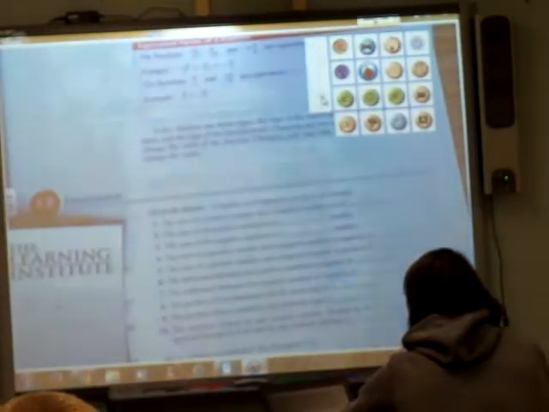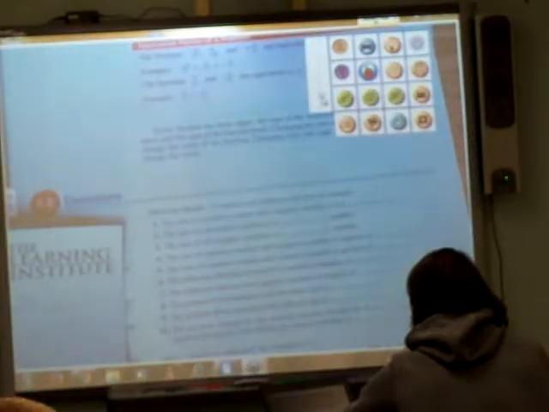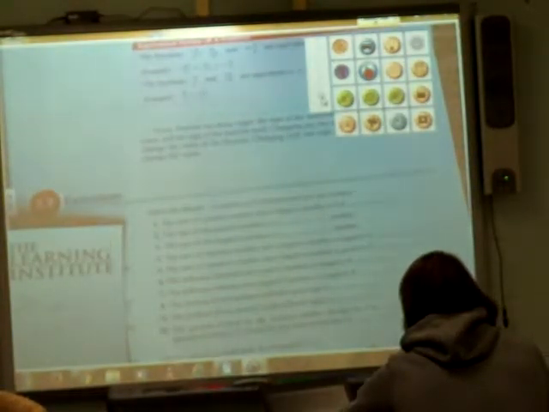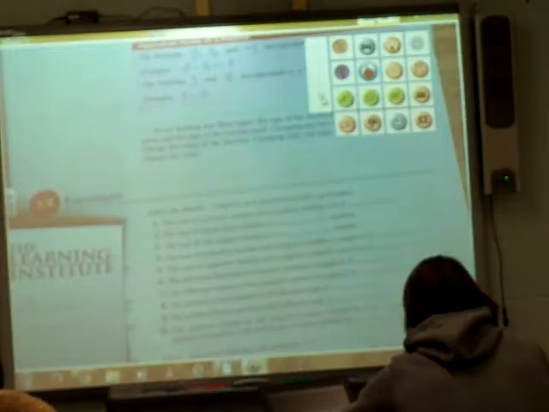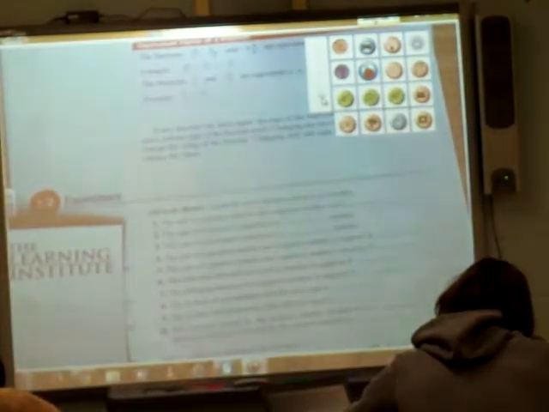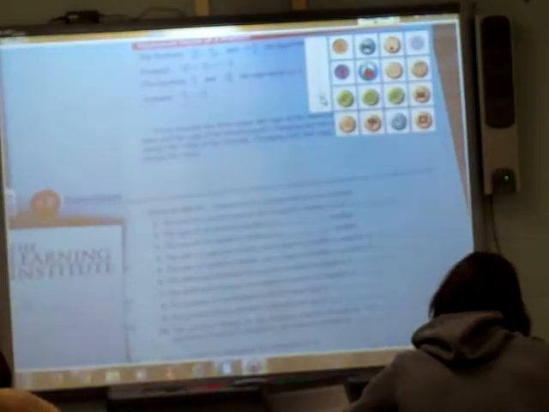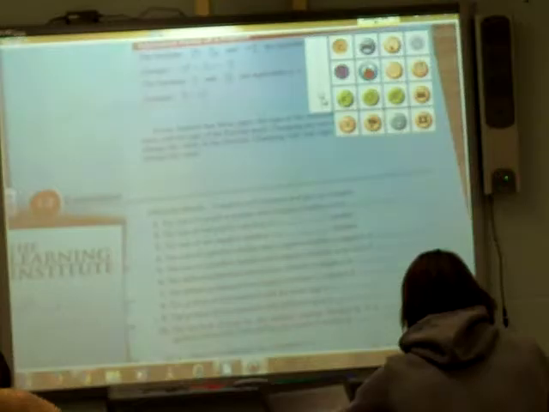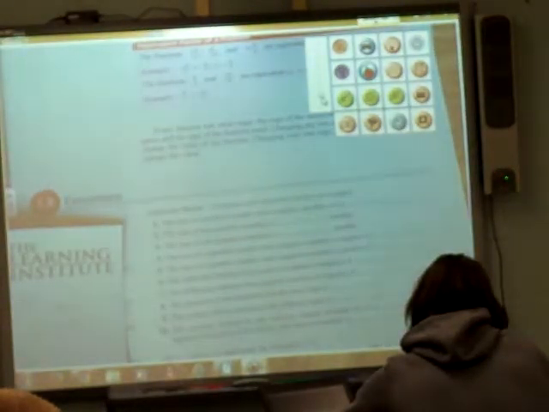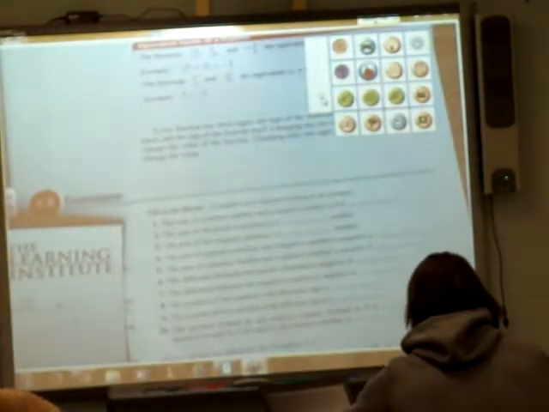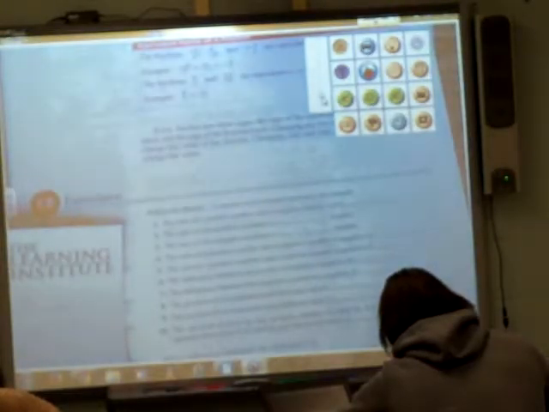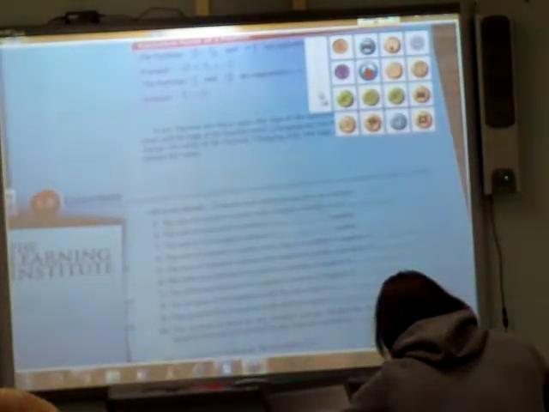That one was positive, so I'm looking at number 7. The difference between two negative numbers is negative. So I need to subtract some negative numbers. So, negative 4 minus negative 2, would that be positive or negative? That'd be negative 2, right? What made that be a negative 2? Larger digit was negative, right?